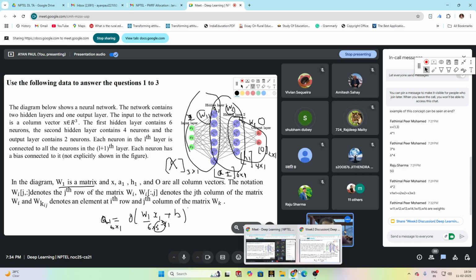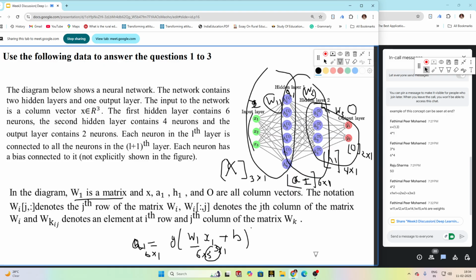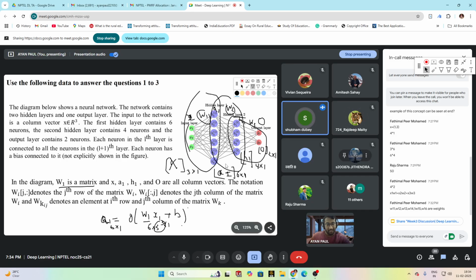Yes, sir. Clear. Sir, I have a simple notation question. Earlier, we used to write it as W transpose X plus B. Now we are not considering the transpose. What will we be considering for that? Good question.